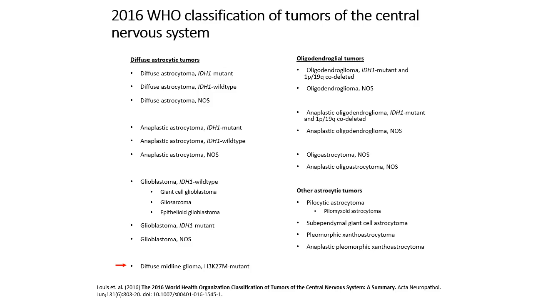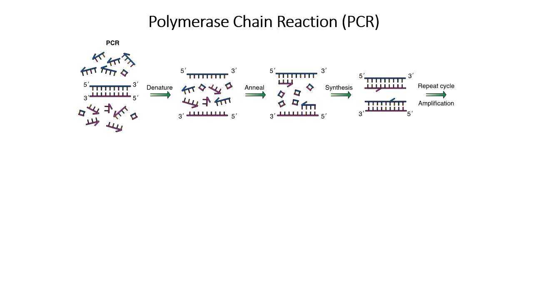We anticipate that future iterations of the WHO CNS tumor classification will incorporate more genomic alterations that will not only aid in diagnosis and surveillance, but also help guide targeted treatments specific for those genomic alterations. Next, let's discuss some of the techniques that have contributed to this advance in diagnosis.